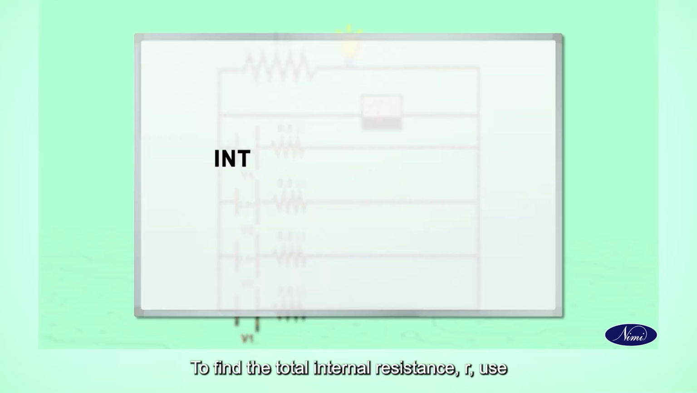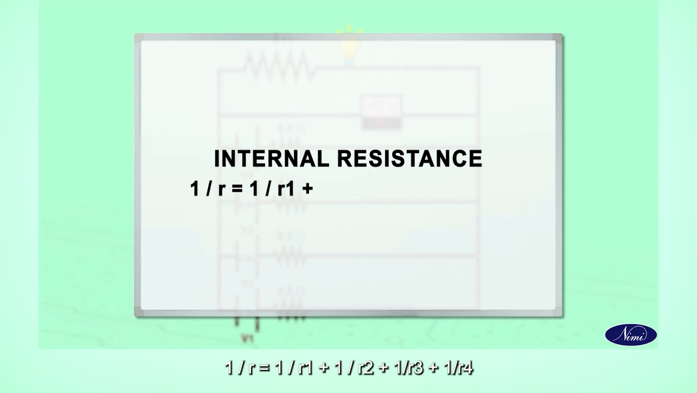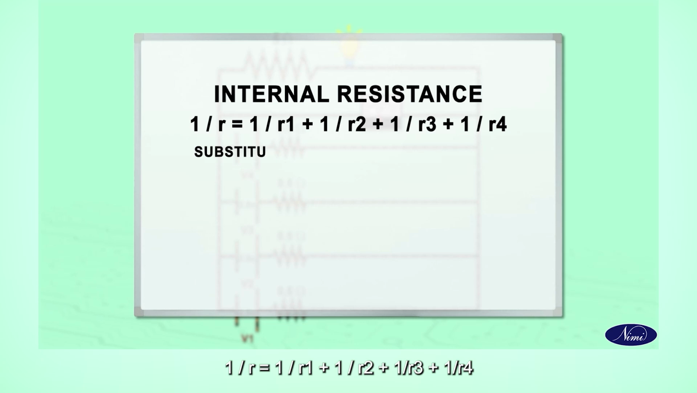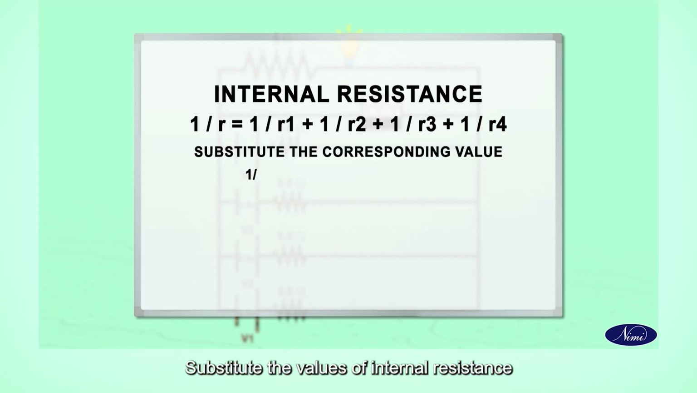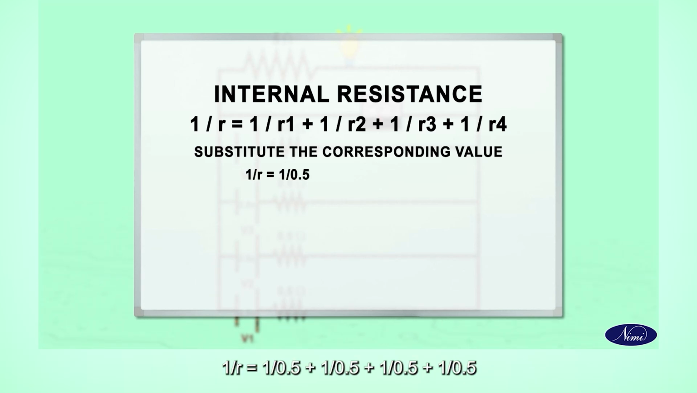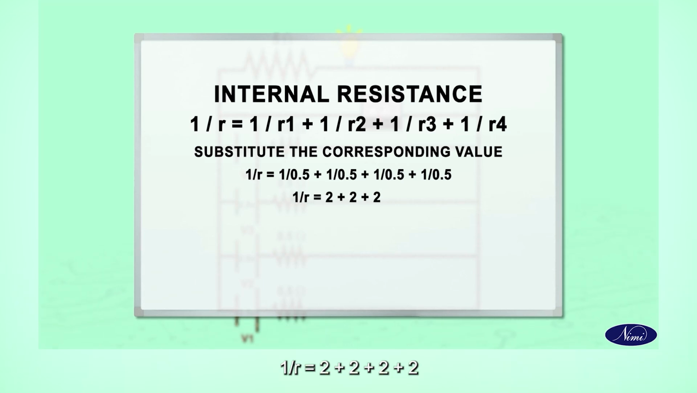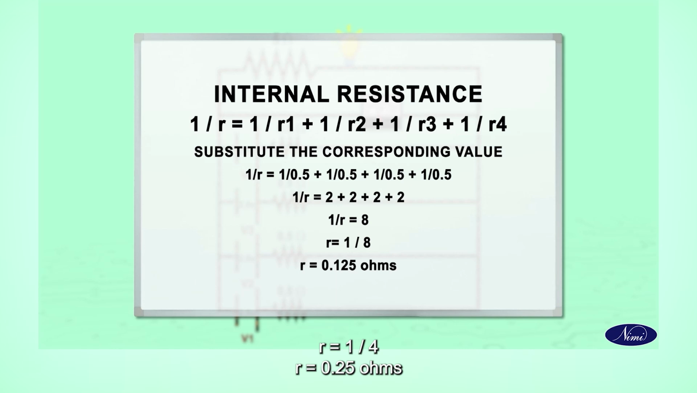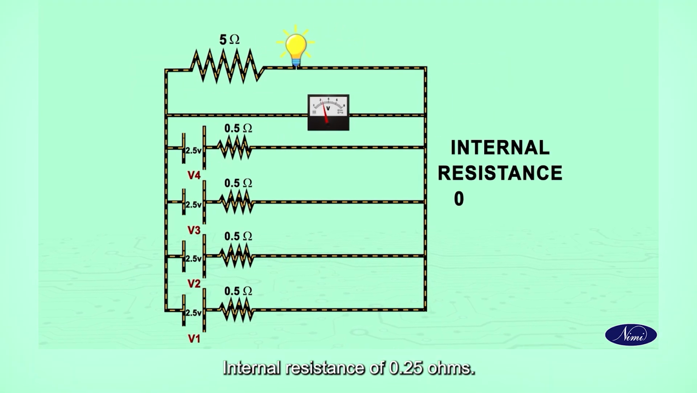To find the total internal resistance R, use 1/R = 1/R1 + 1/R2 + 1/R3 + 1/R4. Substitute the values of internal resistance. 1/R = 1/0.5 + 1/0.5 + 1/0.5 + 1/0.5. 1/R = 2 + 2 + 2 + 2. 1/R = 4. R = 1/4. R = 0.25 ohms. The internal resistance is 0.25 ohms.